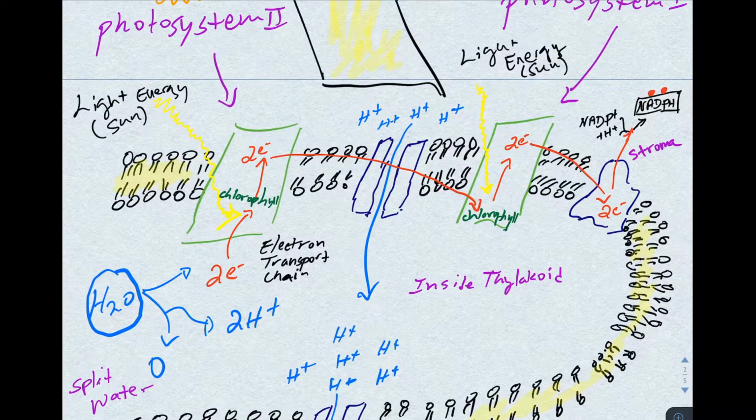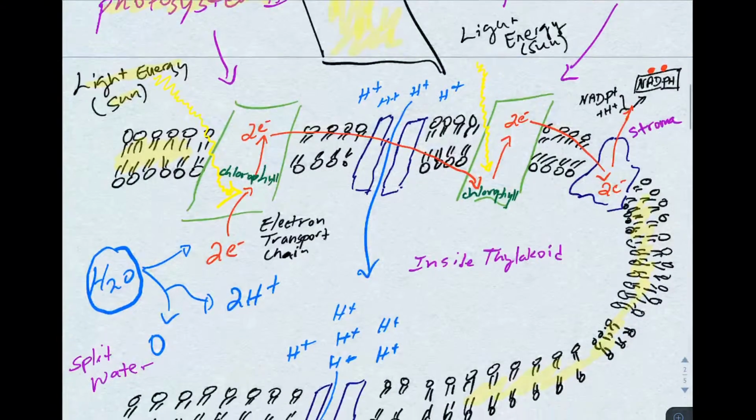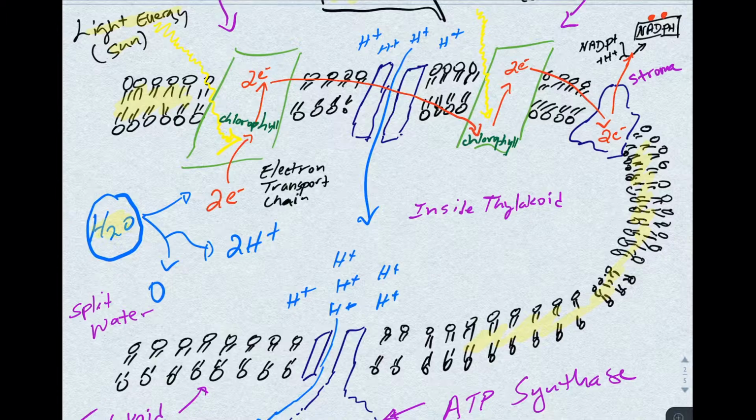The first protein is known as photosystem 2. Photosystem 2 takes light energy from the sun and catalyzes a redox reaction in which water is split into three components, one of them being oxygen, another one being hydrogen ions, and the third one being electrons. These electrons are donated to that photosystem 2 protein.